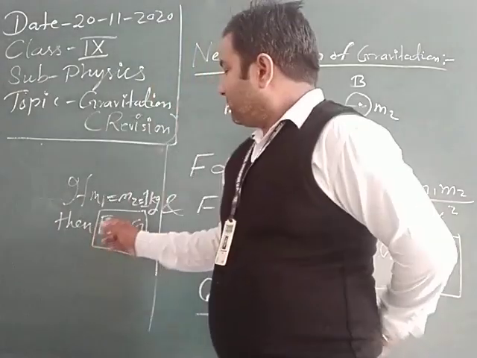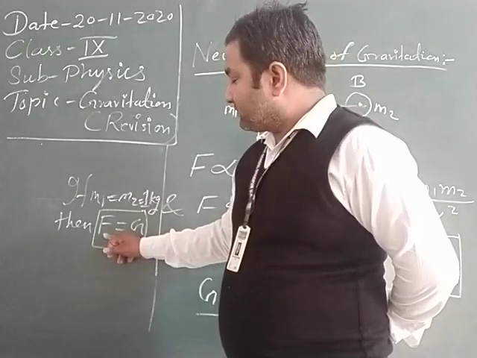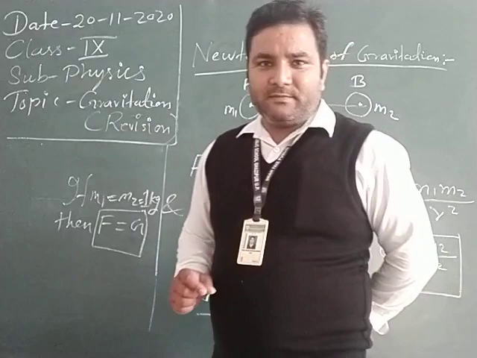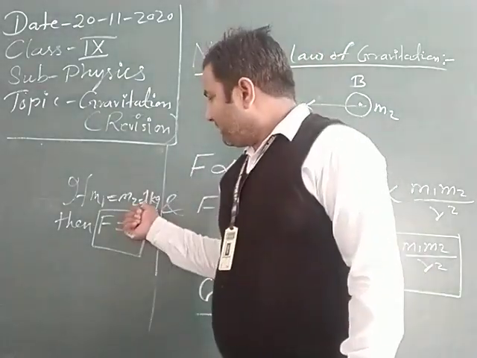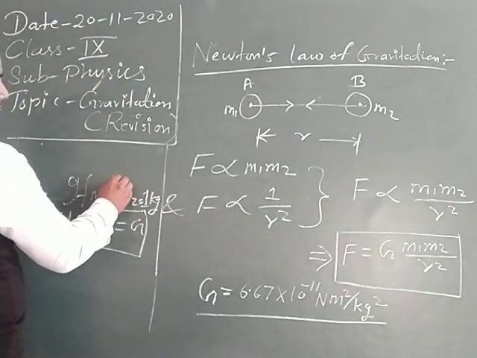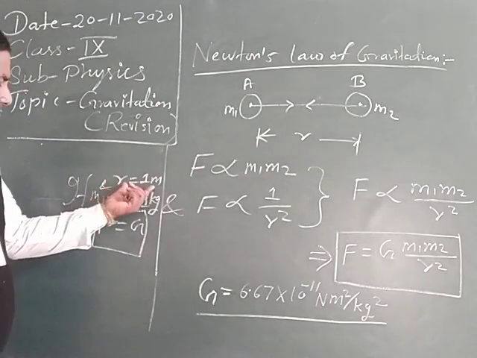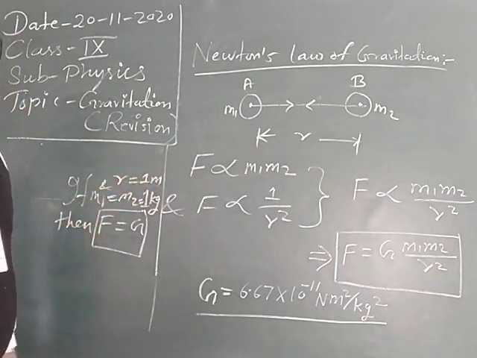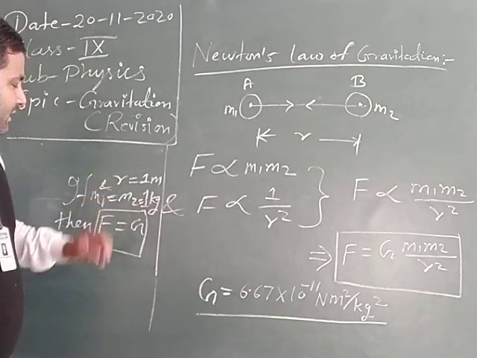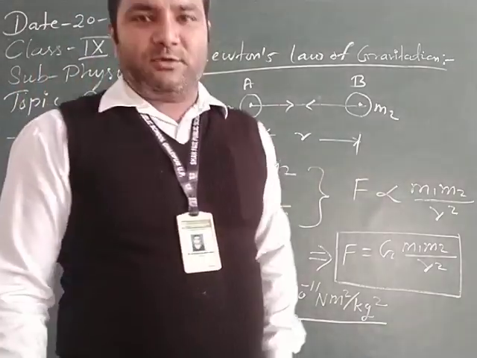It means the value of the gravitational constant is numerically equal to the force of attraction when both bodies have unit mass and are separated by 1 meter distance. Both are separated by r is equal to 1 meter and m1 is equal to m2 is equal to 1 kg, then F is equal to G. This is the concept of Newton's law of gravitation.